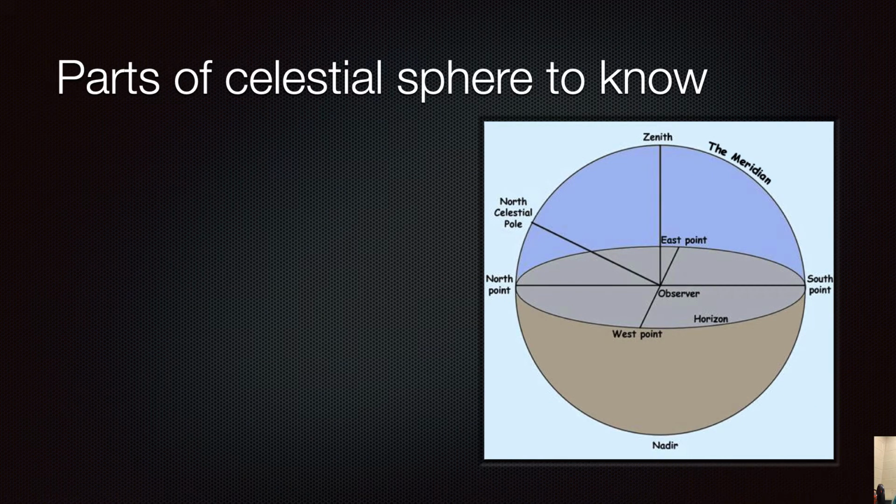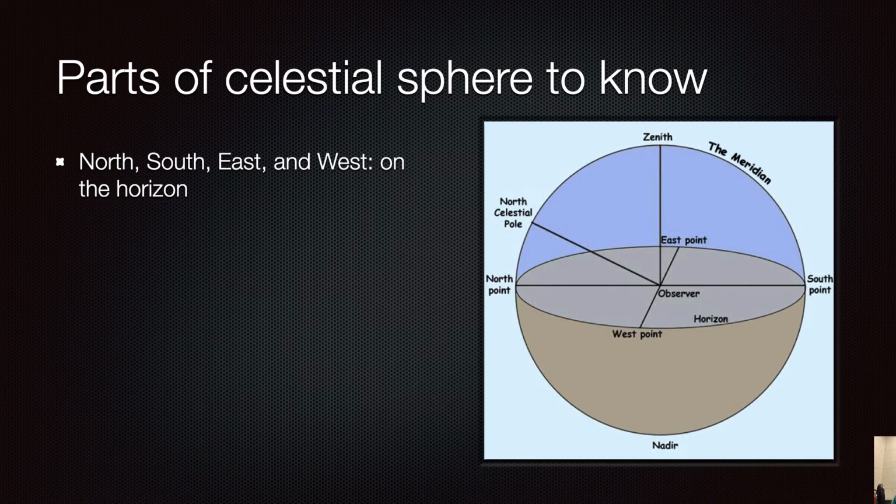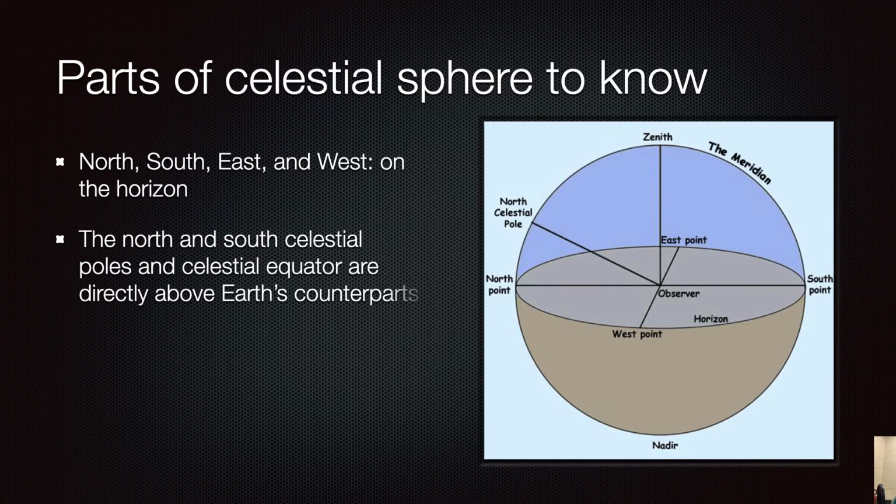When we're talking about the celestial sphere, there are some parts that you need to know. Basically, the vocabulary of this unit. North, south, east, and west is just the stuff that you know, the North Pole, South Pole. But we have a north celestial pole and a south celestial pole, and we have a celestial equator. These are all directly above the Earth. So if I go back to that original picture, the sphere around the Earth just simply matches with the stuff on Earth.